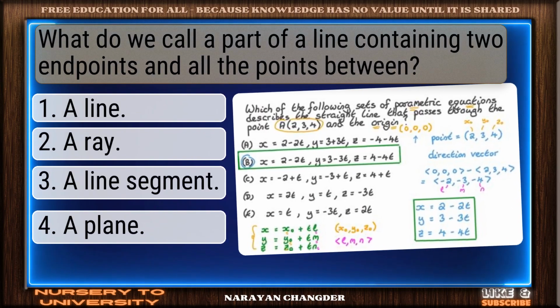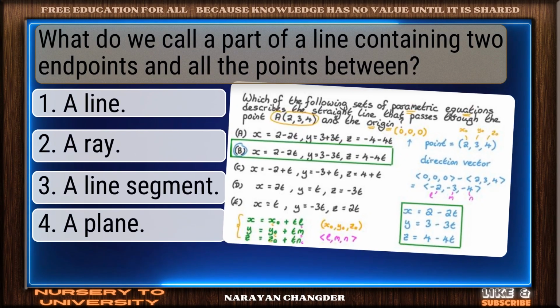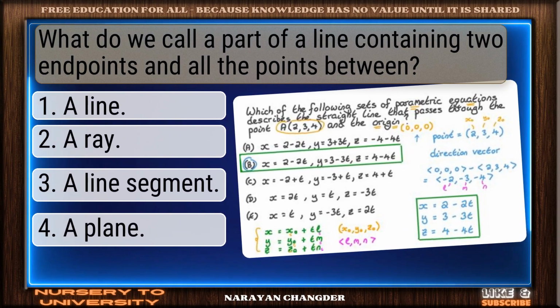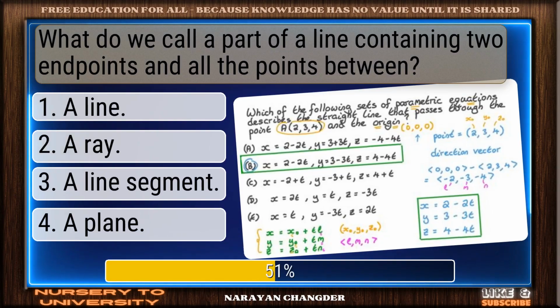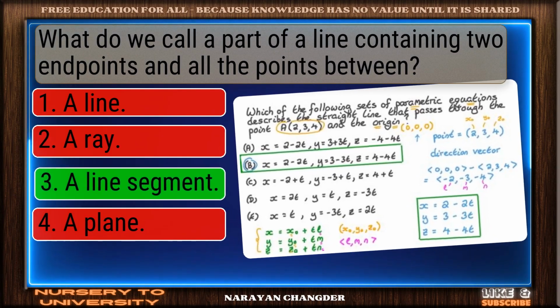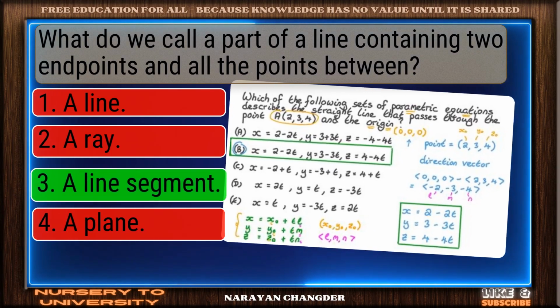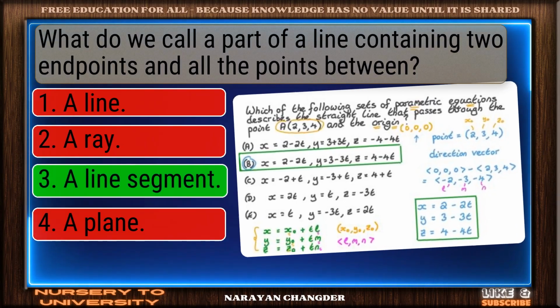Question number 24. What do we call a part of a line containing two endpoints and all the points between? Exactly. A line segment makes sense and it is the right choice.